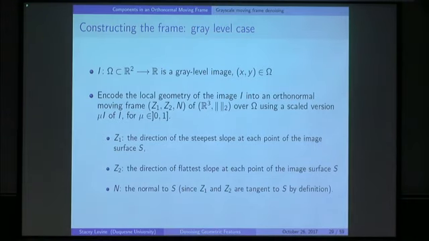So here's the framework. It's not quite as simple as just generating the curvature, for example, but once the framework is laid out, it's very easy to compute. So first, the gray level case. If we have a scalar valued image, I, the idea is to encode the local geometry into some orthonormal moving frame where the first two components, Z1 and Z2, represent the steepest and the flattest slope of the surface. And so they're going to lie along the tangent plane, and N is normal to the surface.